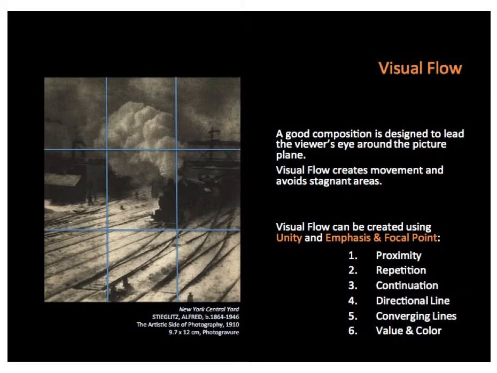So for example, we've got our power points in this one. You can kind of see how our eye starts down here with these lines. It moves up to where the train is, back up through those power points, down through the smoke, then back down around to the other side. So our eye is moving throughout the picture frame. Visual flow can be created by using unity and emphasis and focal points. So all those things we talked about: proximity, repetition, continuation, directional lines, converging lines, value, and color.